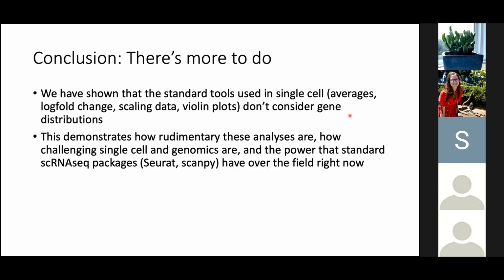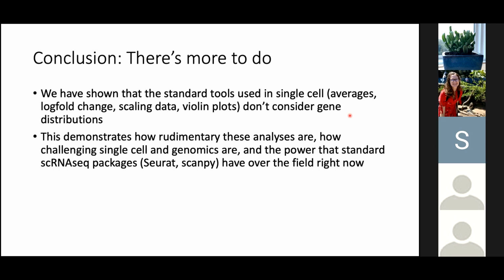So I kind of want to conclude with a little bit of a philosophy note. I hope that you guys are convinced now that the standard tools we use in single cell, things like averages, log fold changes, scaling data, Boolean plots, don't consider gene distributions, and they're kind of wrong. I would argue that the people who come from a more computational background don't necessarily run into these issues because they already understand them to begin with. That was certainly not true of me.